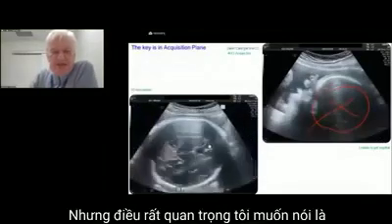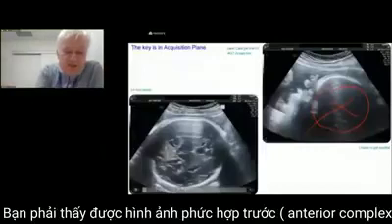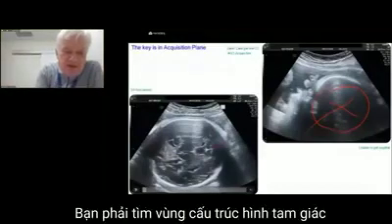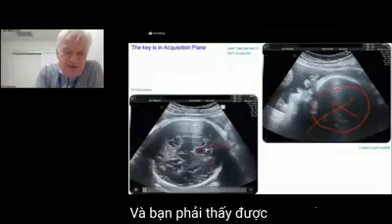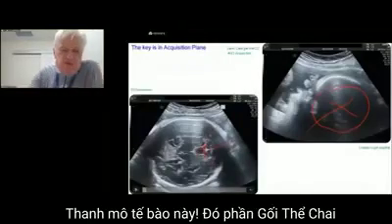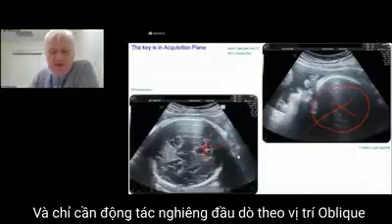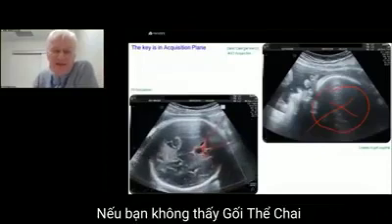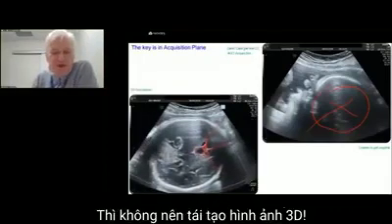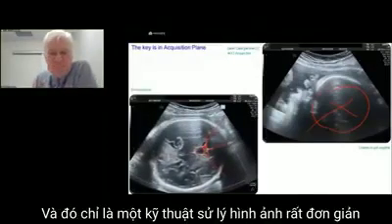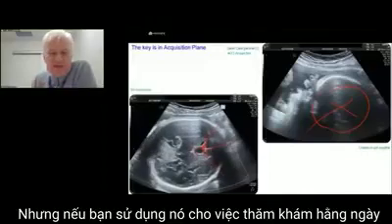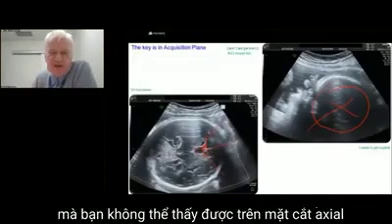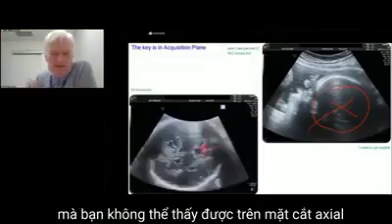But the key thing I mention is you must get your anterior complex, you must look for your callosal sulcus, and you must look for your triangular, and you have to see this bar of tissue, which is your genu. And only by tilting the transducer into an oblique position can you then acquire. If you can't see the genu, then don't acquire. And that's just a very slight manipulation. But if you put that into clinical practice, you will be able to bring up sagittal corpus callosum that you cannot obtain on an axial view.